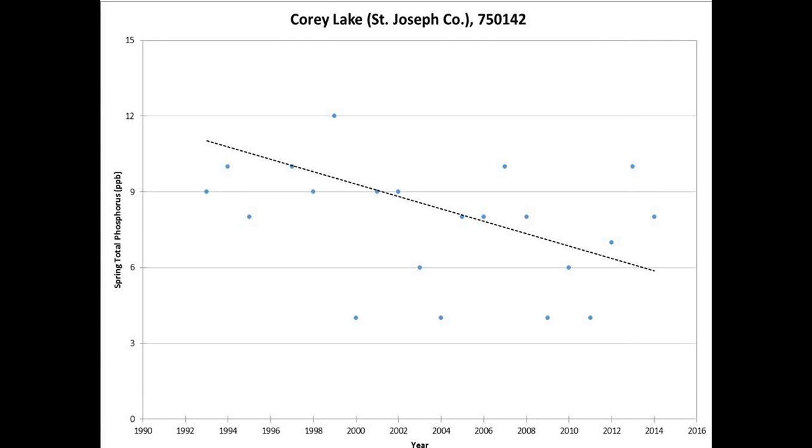I'll keep going. Here's an example of the type of data produced. I always divide spring and summer phosphorus separate from each other on the graph. So this would be an example of spring phosphorus. On this particular lake, Quarry Lake, we actually see the phosphorus levels going down over time, even though there is a lot of noise in the data too. But the overall trend is that the phosphorus is going down.